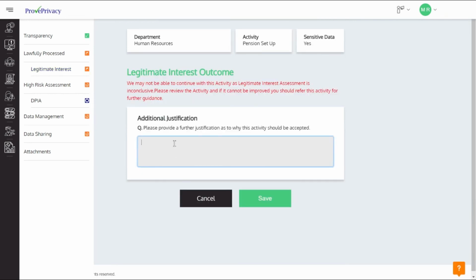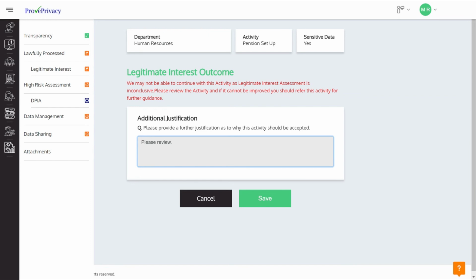Once the legitimate interest assessment is complete, ProvePrivacy will provide a status for the assessment, which will either be a pass, refer, or fail. When ProvePrivacy determines that the assessment is a fail, it is unlikely that you should continue with the activity, and therefore, this will be added to the risk log.